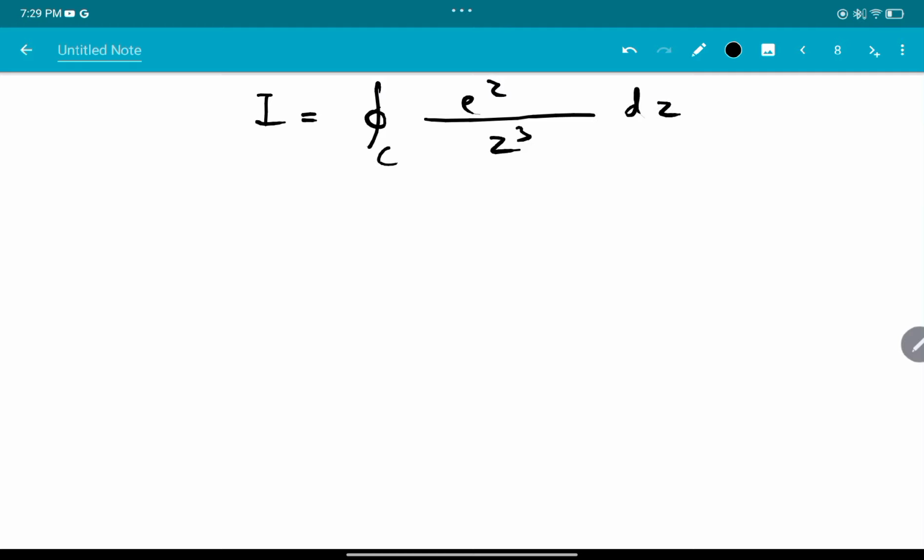Where is the singularity? Does it have a singularity? Yes, definitely. That is z equals 0. If you put z equals 0, this function will blow up. So this is a singularity.